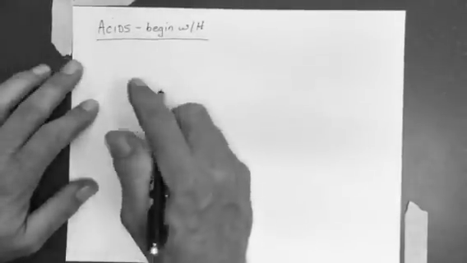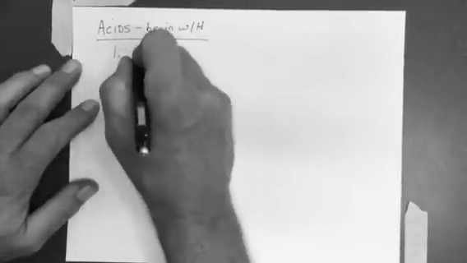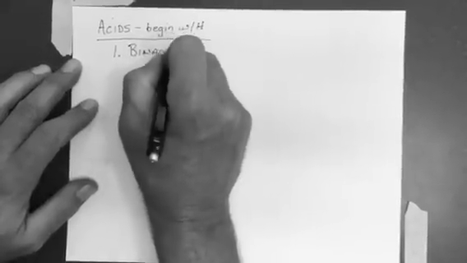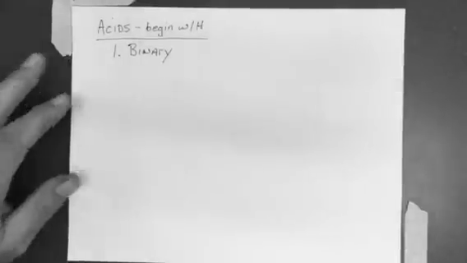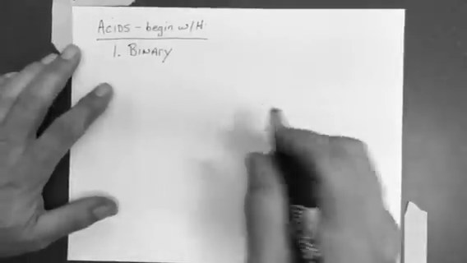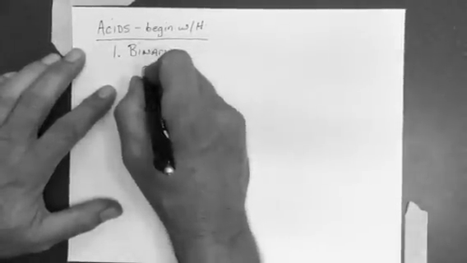There are two types of acids we're going to learn how to name. The first type are called binary acids. Binary acids are two-element acids, and you already know what one of them is going to be. One of the elements is going to be H. So here's how you name binary acids.